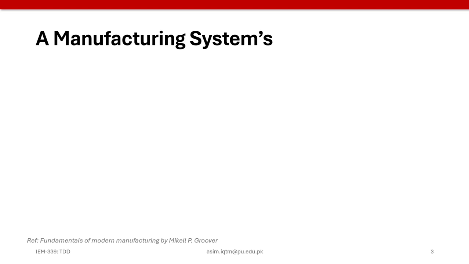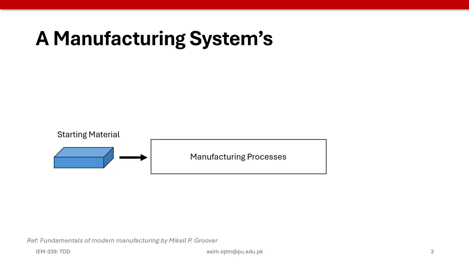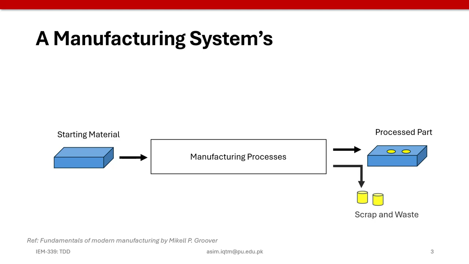basics. So we know that in a manufacturing system, we have some sort of starting material which is translated into the processed part by a series of manufacturing processes which take place in between the two. Additionally, we have some sort of scrap and waste which is produced in addition to the final or the processed part.